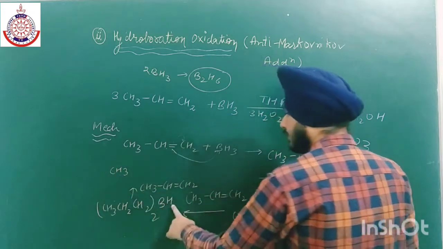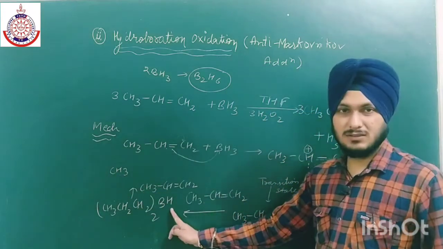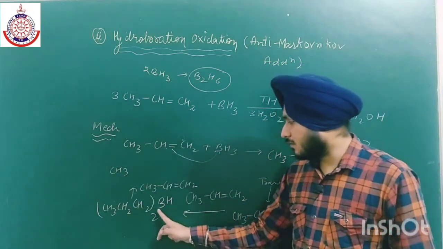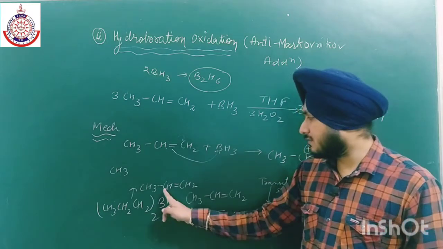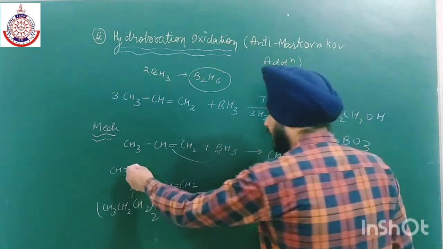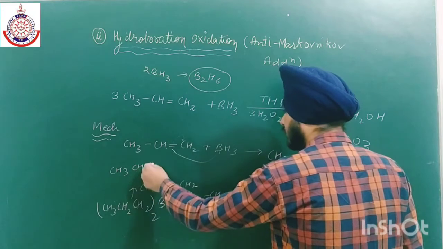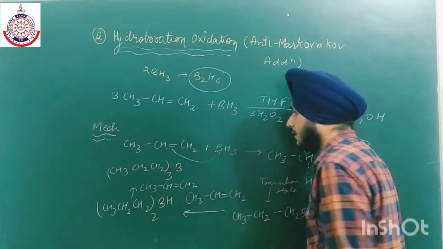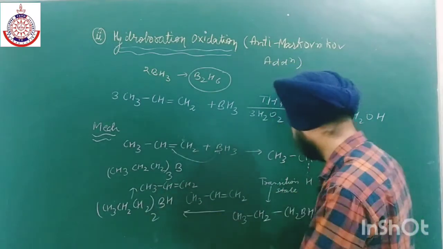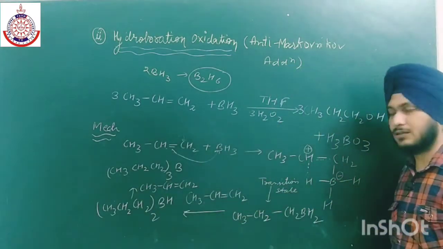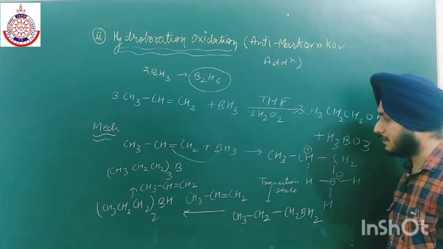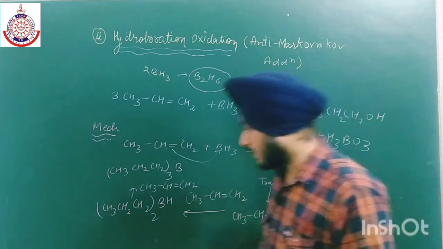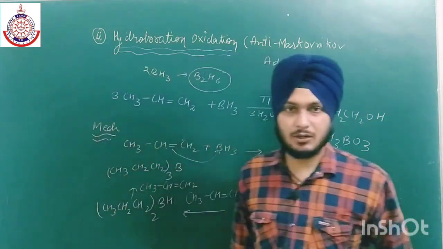Again, the last hydrogen atom which is attached to boron is shifted towards this carbon atom, and again with one more molecule, we will get this product. So this is the second step. I am writing it in a sequence. And this is hydroboration only.